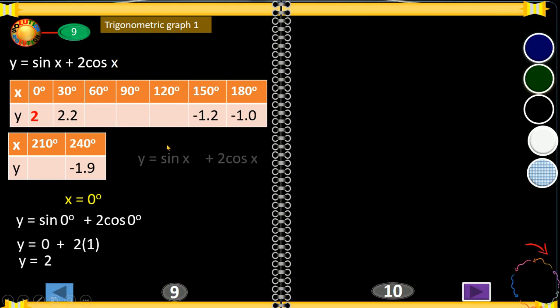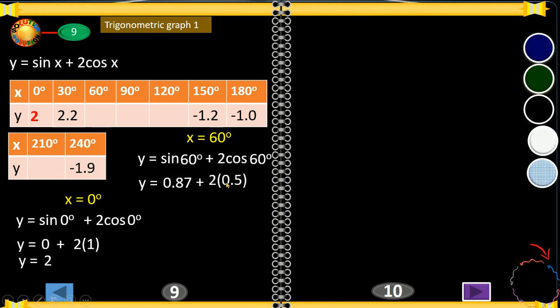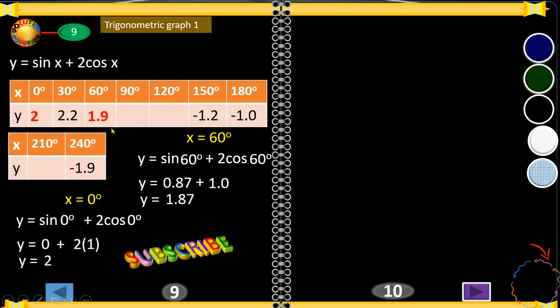When x is 60, we are going to replace x with 60 here and replace this x with 60. We are going to simplify. Sin 60 is 0.87. Then cos 60 is 0.5. And then on simplification, that will give us 1. Then y is equal to 1.87, which is approximated to 1.9, correct to 1 decimal place.